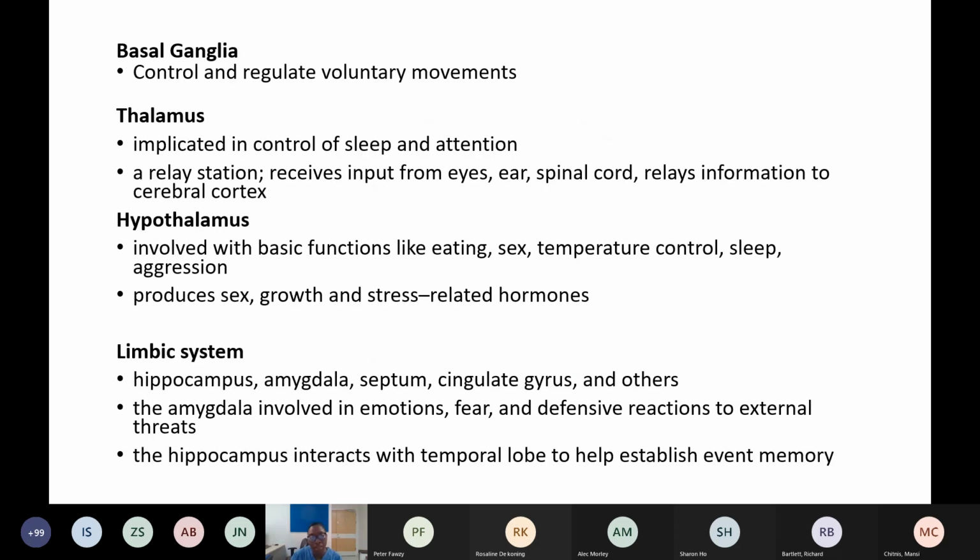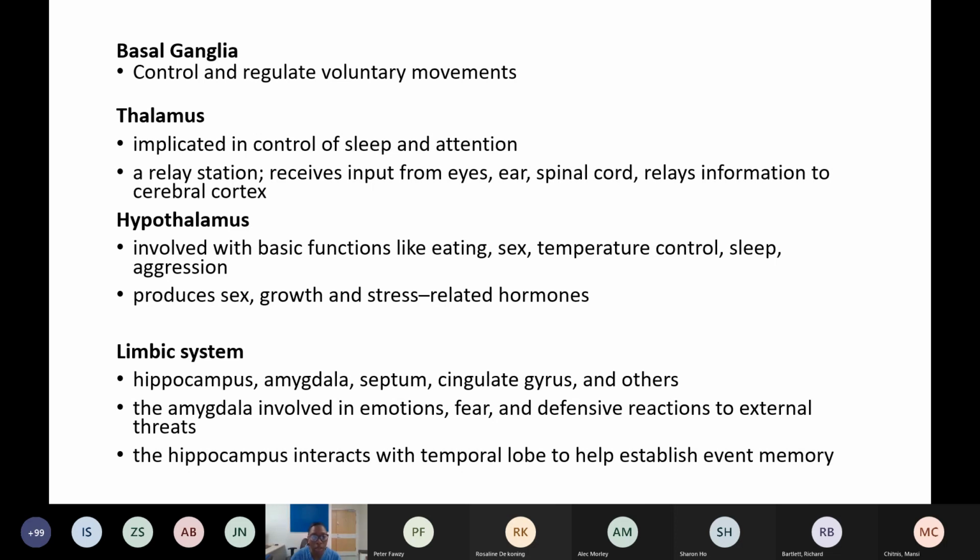So the basal ganglia is an area that controls and regulates voluntary movements, whereas the thalamus is a relay station, so receives a lot of important input from all of the sensory areas and relays that information to other areas of the cerebral cortex. So it's a relay station that takes in information and gives it back out to areas where it's useful.